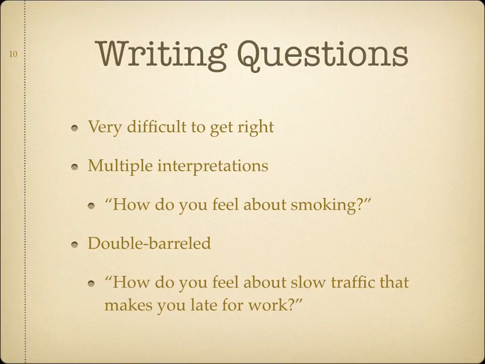If you want to know about slow traffic, ask about slow traffic. If you want to know about people being late for work, ask about being late for work. And if you somehow want to get at both of them, ask both questions separately, and we can use cross-tabulation and correlation methods to determine how people feel about both slow traffic and being late for work. We can get at it, but it does take a little bit of work.